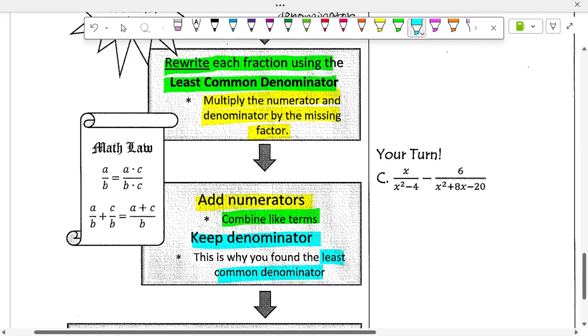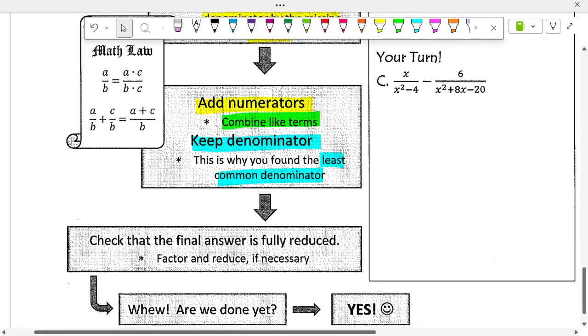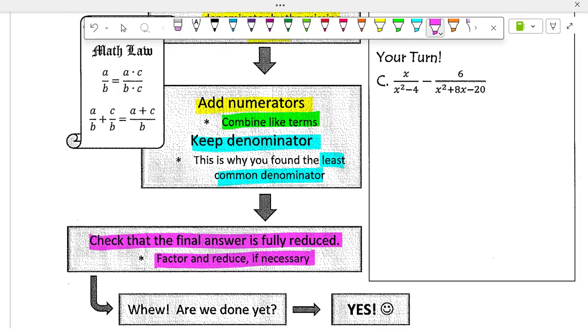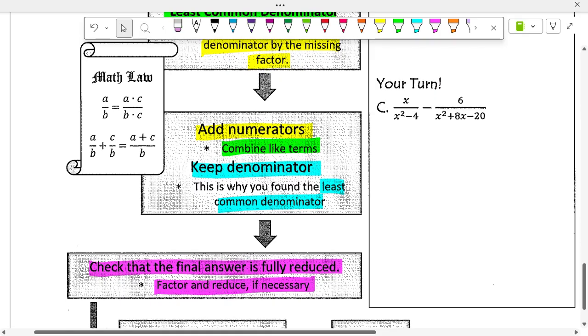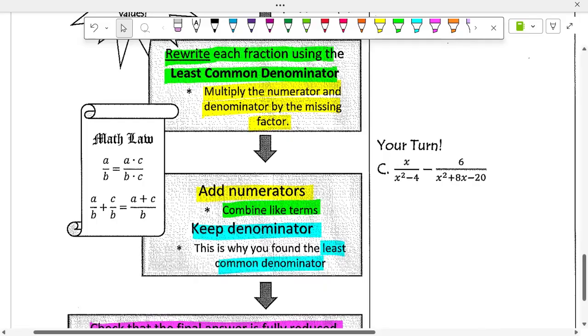So in reality, you shouldn't really have anything that crosses out, because occasionally you have to check to see if the answer is fully reduced. So you've got to factor the numerator and reduce if necessary, like we do with multiplying and dividing. After we reduce, if we can, then we're done. So this one's a little bit more step heavy than multiplying and dividing.